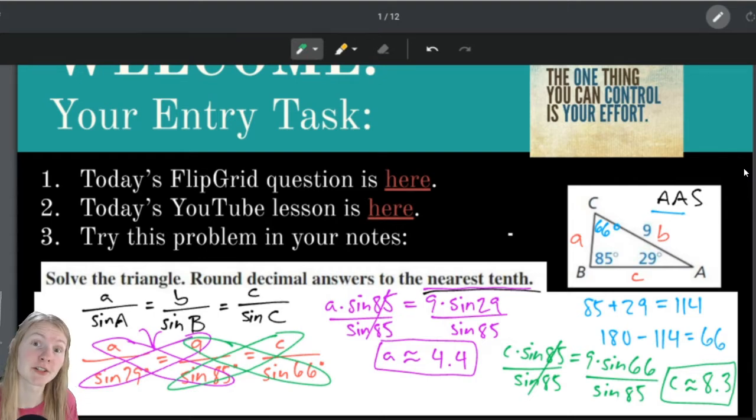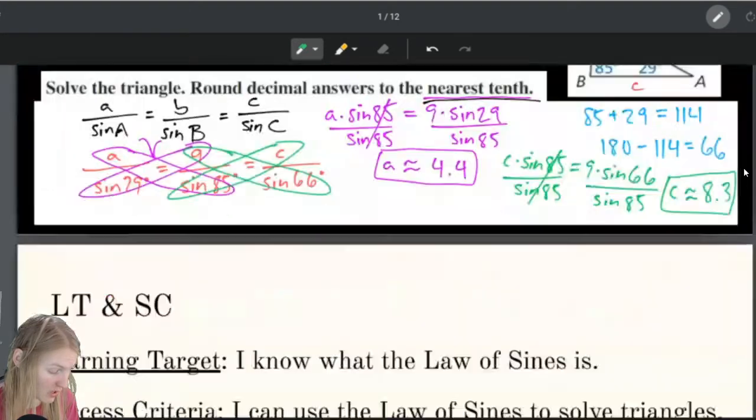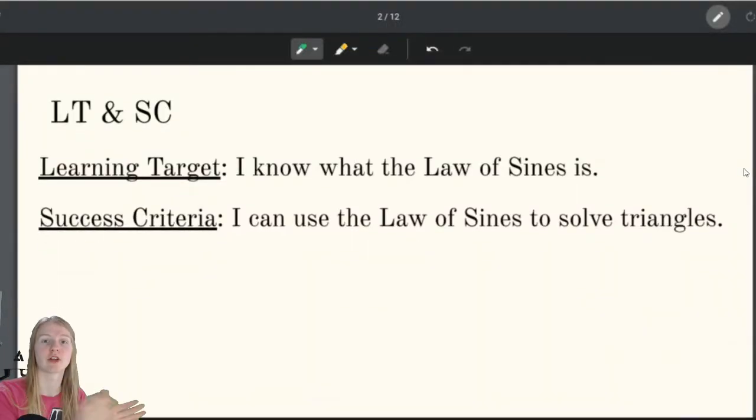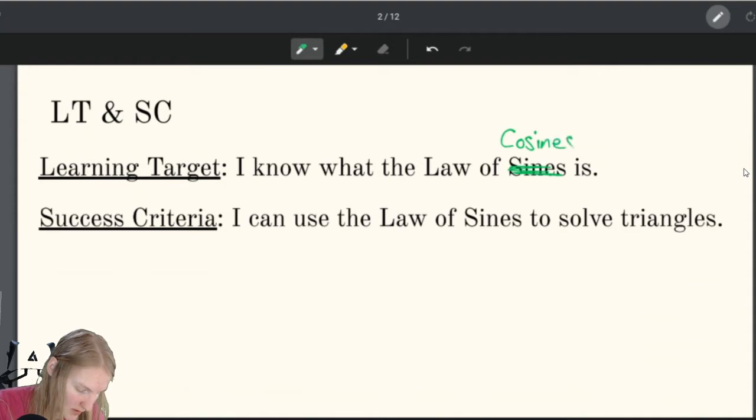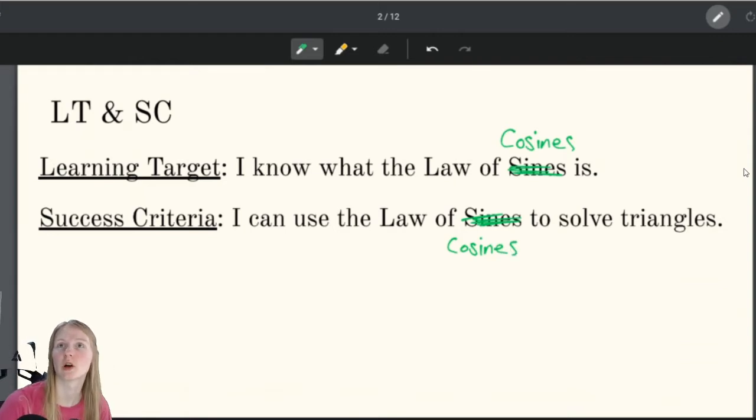Now that we're done with that, let's move on to what we have for today, shall we? Our learning target and success criteria say, I know what... That should not say the law of sines. That should say the law of cosines. Oh my goodness. Oops! Well, I will go back and change that. Luckily, you're watching this video so you know it's already changed if you're looking at it now.